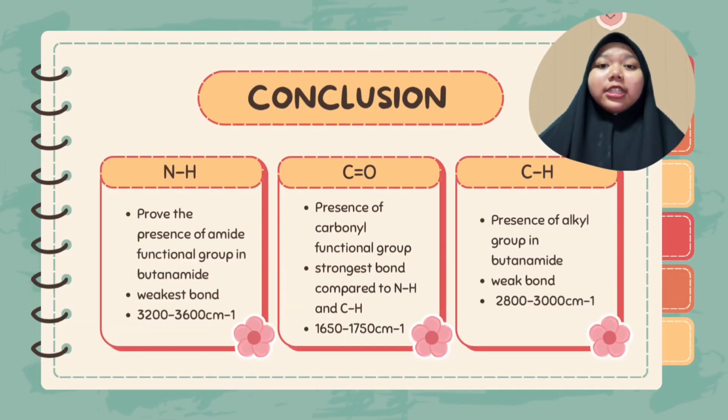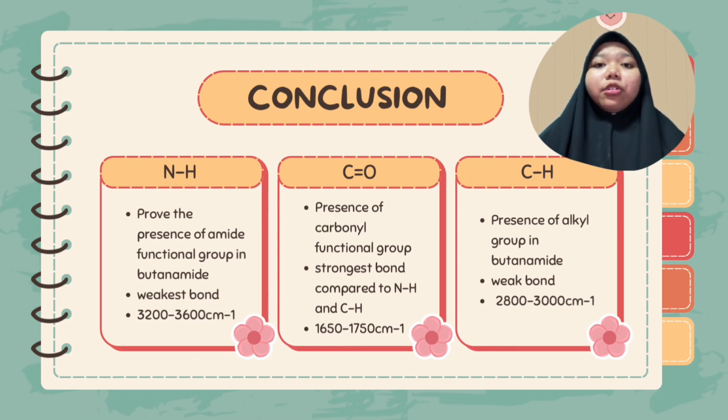So overall, we can conclude that the compound is butanamide because of these three reasons. The first reason is the NH bond. This bond proves that there is the presence of an amide functional group in the compound. This bond is the weakest compared to the other two bonds that we can observe between 3200 to 3600 cm-1 in the spectrum.